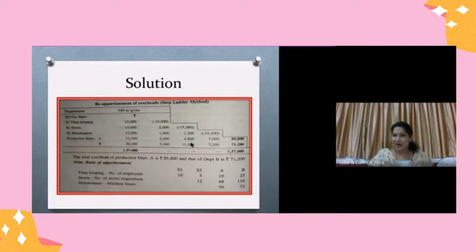So again, it happens in the vertical form. Now, the third one is S3, maintenance. Now, we know that when we reach S3, we have S3's overhead, primary distribution summary, plus what we got from S1 and what we got from S2. All together it will come to 14,200, which we are nullifying. And how do we nullify in this case? We would be nullifying by sharing between A and B.